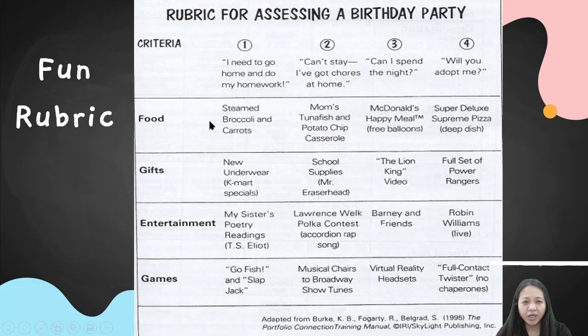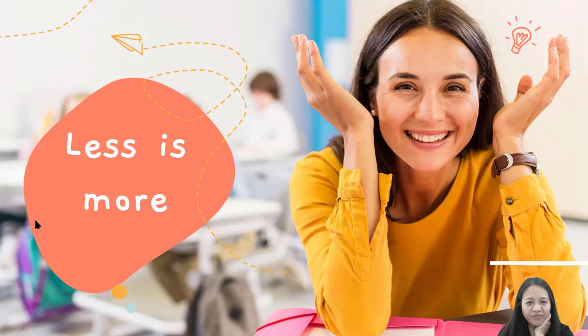For food, if they just use steamed broccoli and carrots, then it's still in level 1. If they can have a super deluxe or super supreme pizza, deep dish, then they go to the advanced level. So it's gifts, entertainment, or games. This is an example of fun rubrics.